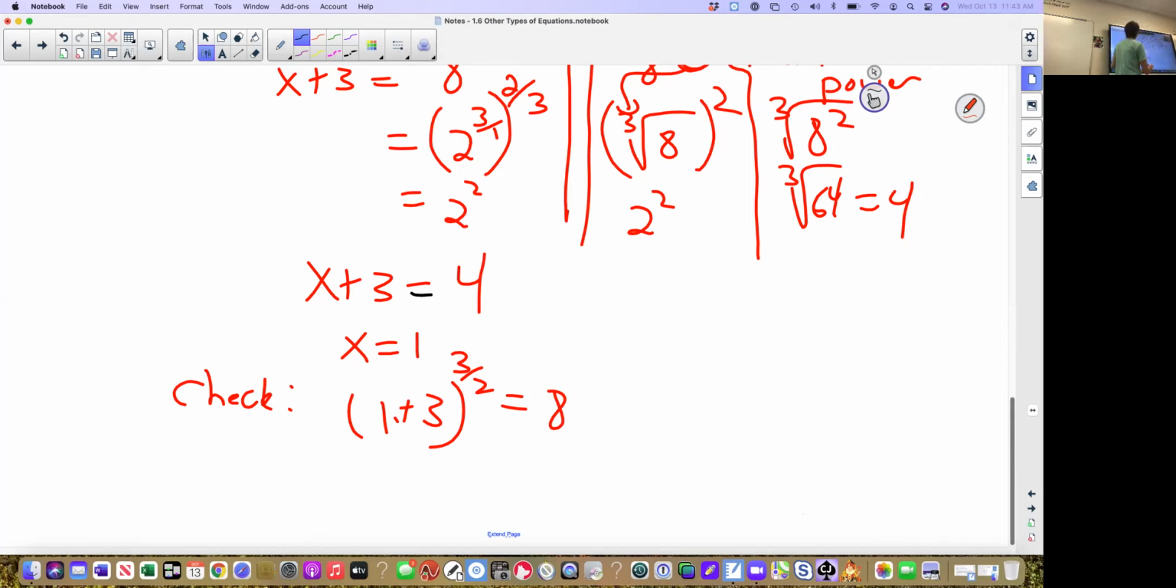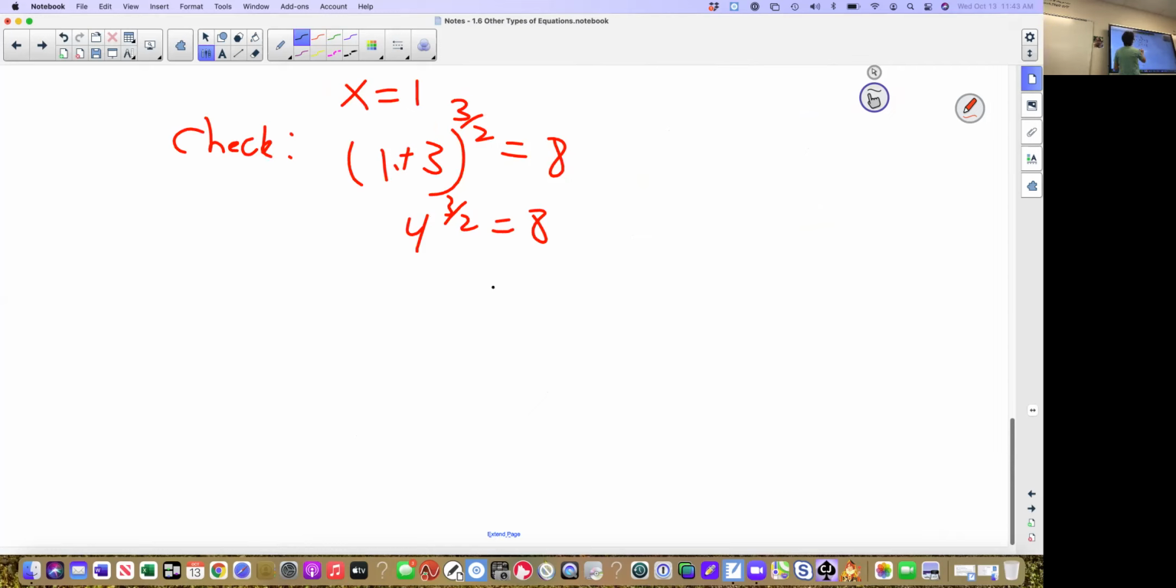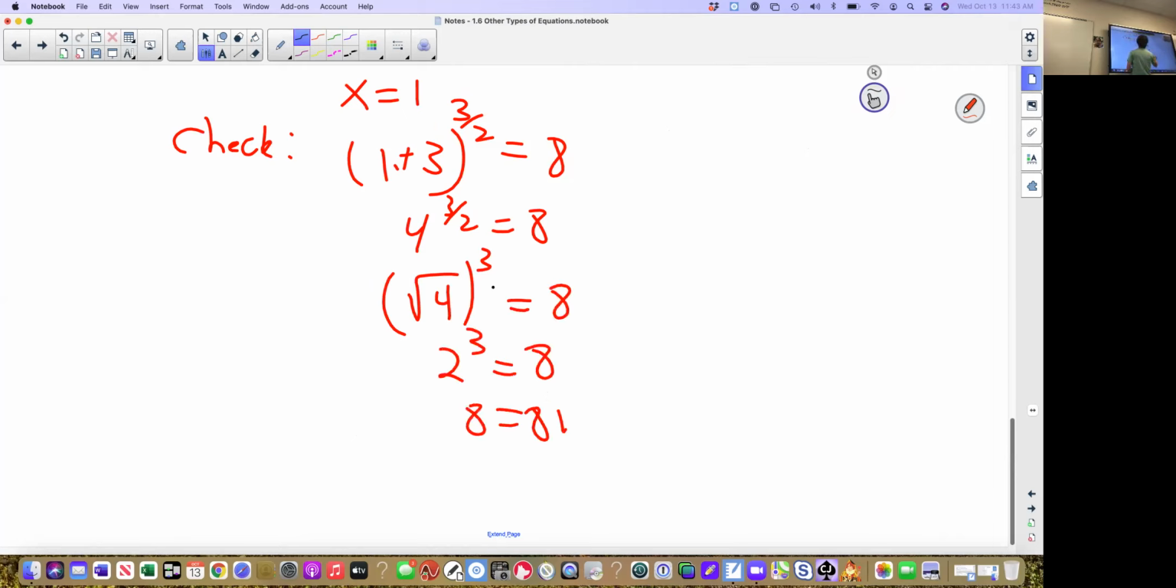Ari's thing also helps with this, because if you change 4 to the 2nd times, yes, you could do Ari's method too, or you could say this is the square root of 4 cubed, either way. Or you could do Ari's method. It works both ways. So x equals 1 is not extraneous.